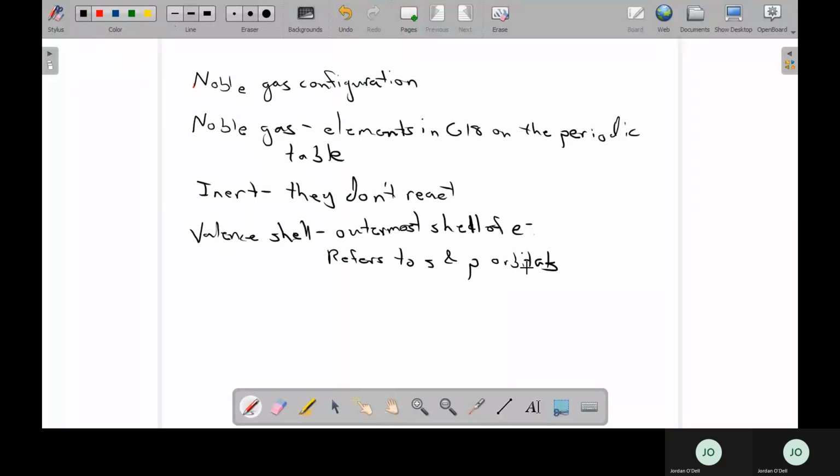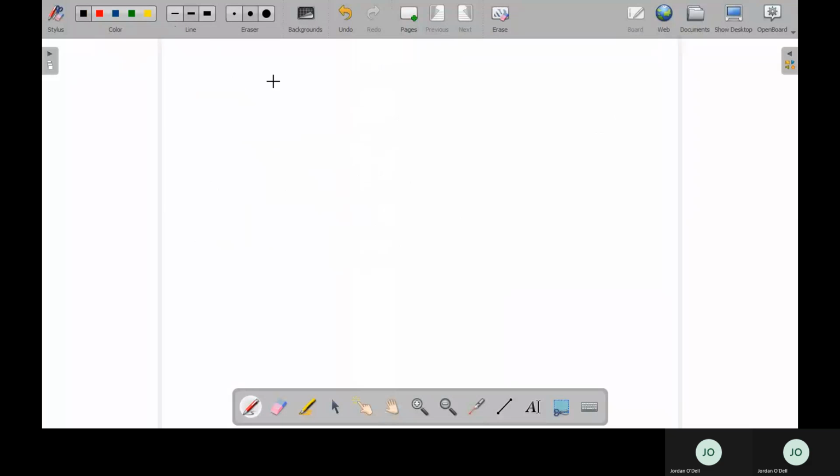With that being said, let's take a look at a couple noble gas configurations. Our first one we're going to look at is helium. Helium is element number 2. Helium is an exception to the rule, because traditionally noble gases follow what's called the octet rule, which we'll get into in just a minute. Helium does not follow the octet rule.